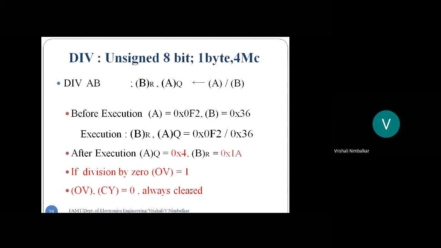Parity and the auxiliary carry are ignored. Right? They will have something random. So carry and overflow will be cleared, but the overflow flag will be set if the division is by 0. Okay. Now, what do you get if you divide by 0? What is the quotient, students? If any number is divided by 0?